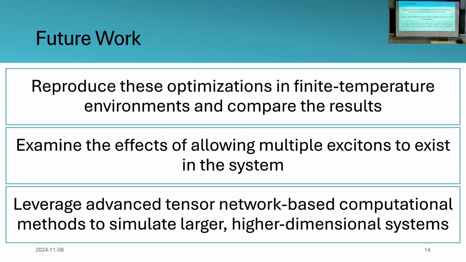Also, I want to examine the effects of allowing multiple excitons to exist in my system. Currently I'm using the tight binding Hamiltonian, which limits me to one exciton in my system, which in a lot of situations, like the photosynthetic complex I mentioned, is realistically what happens. But there are other situations where you might want multiple excitons at once.